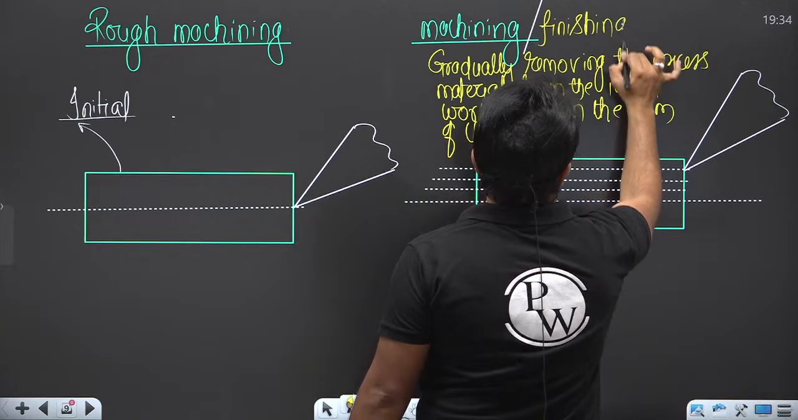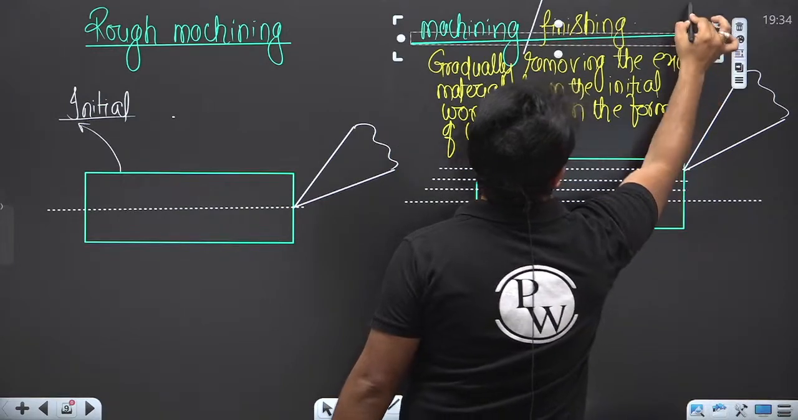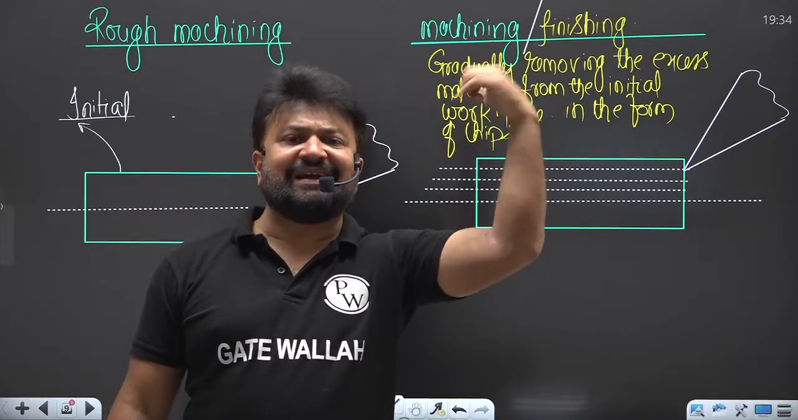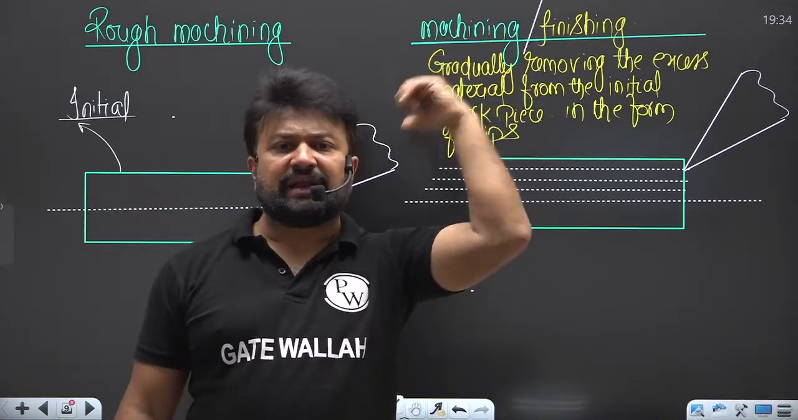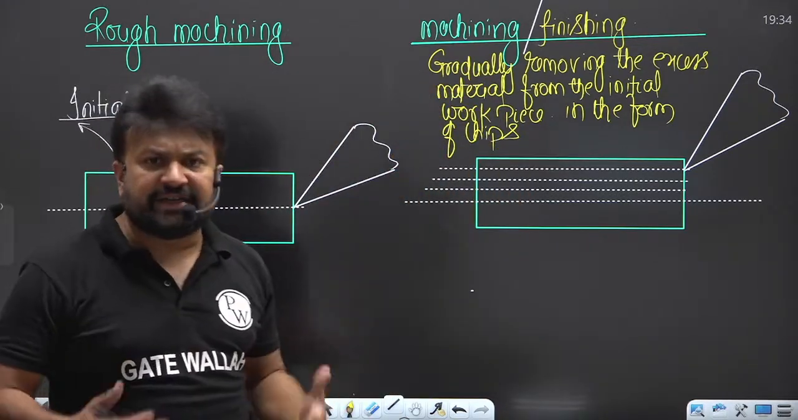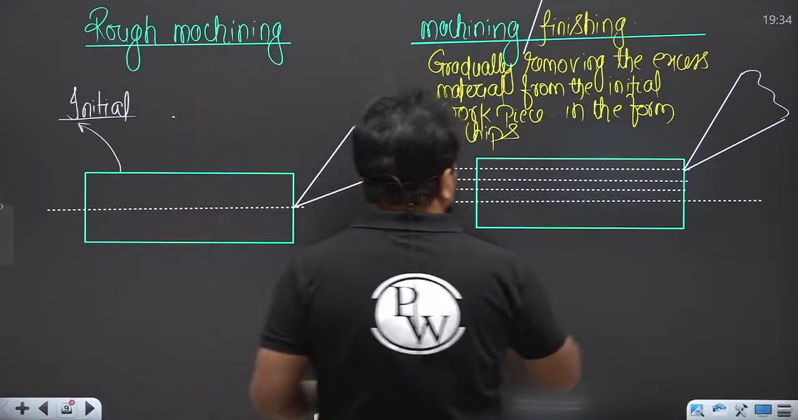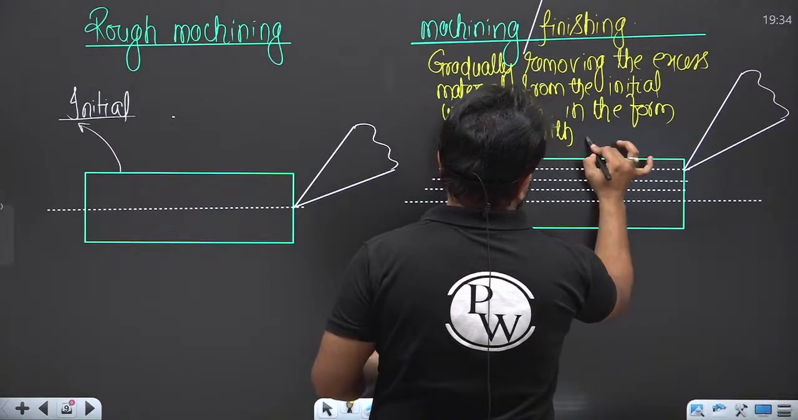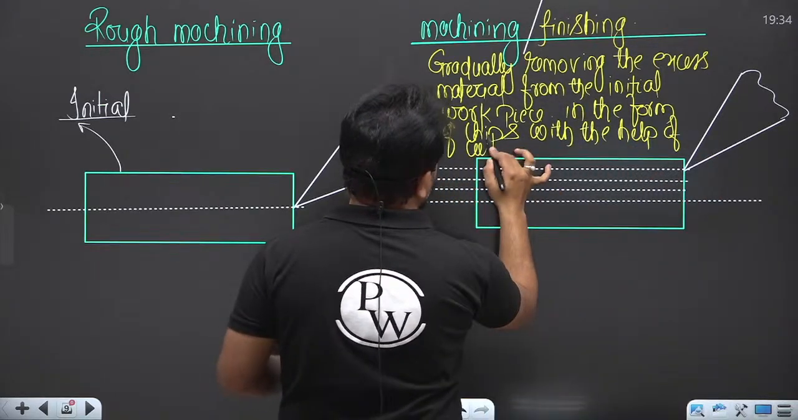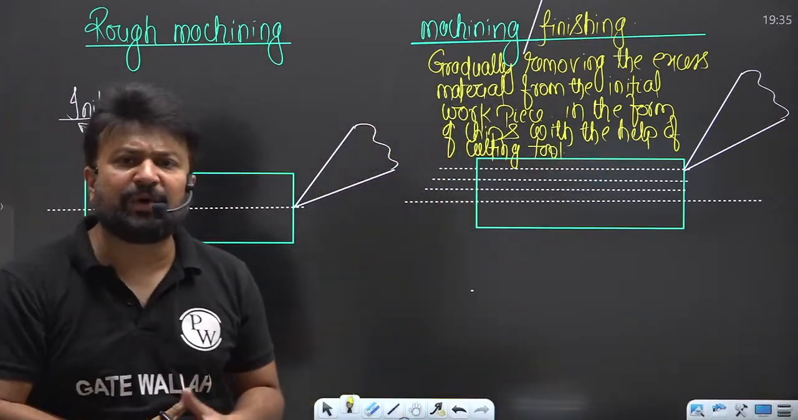I can write here, finishing. Right? Let me know, yes or no, is the concept clear? The material is removed in the form of chips, and it is obvious that this is done with the help of a cutting tool.